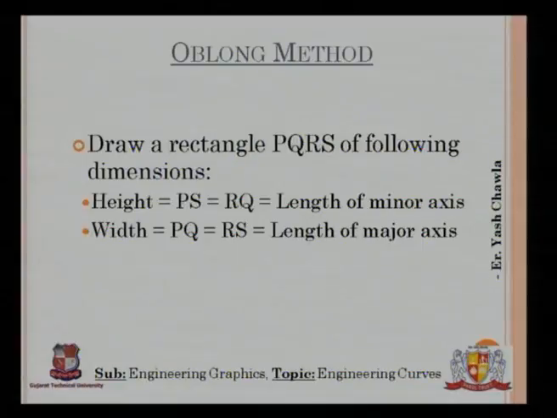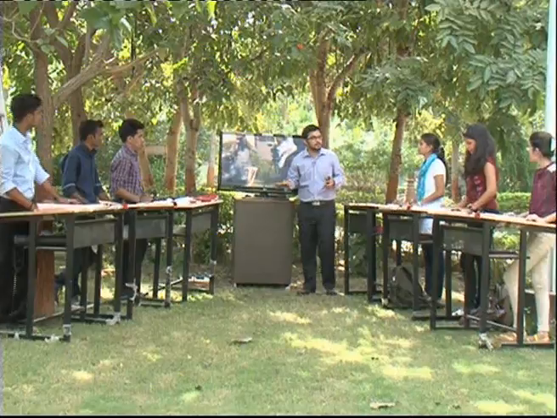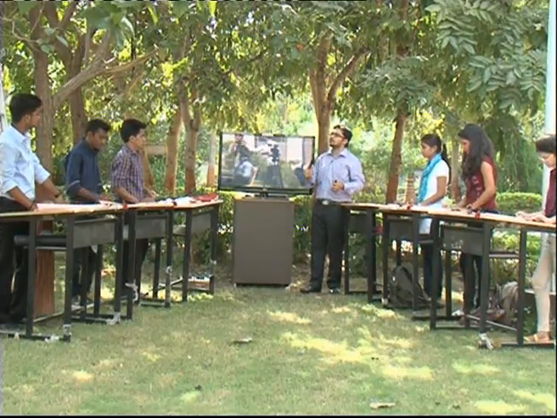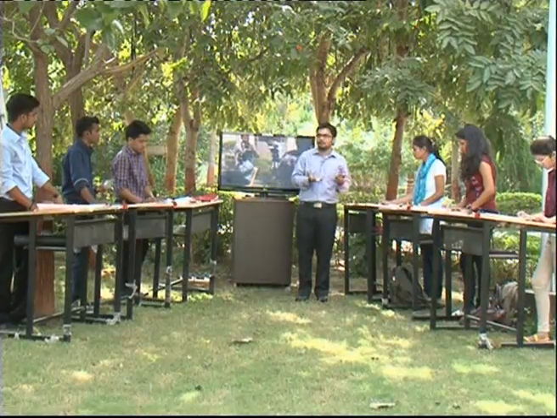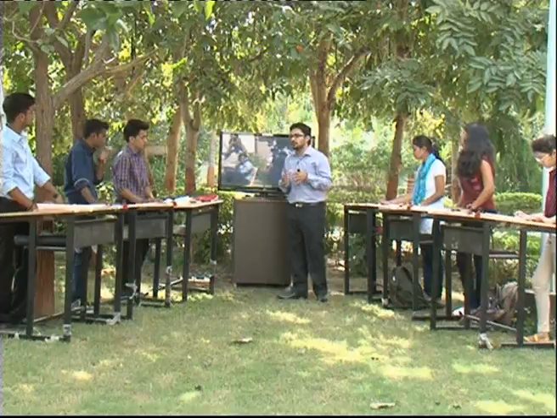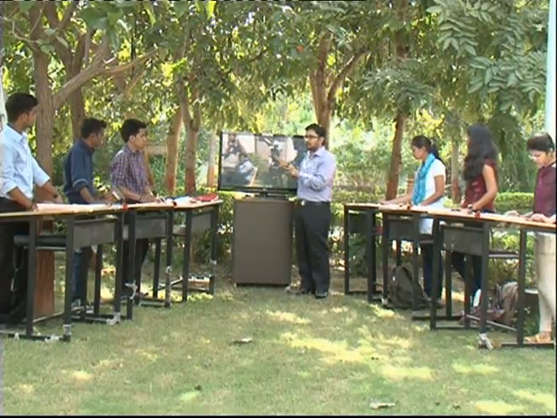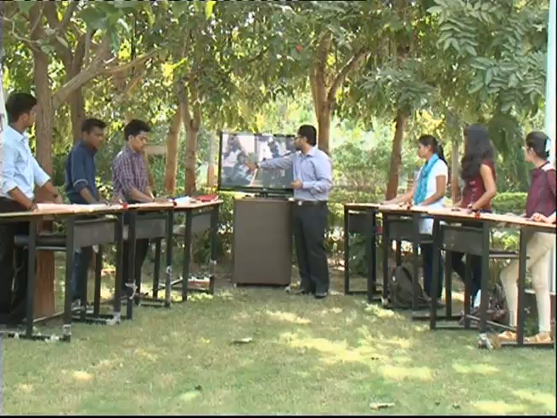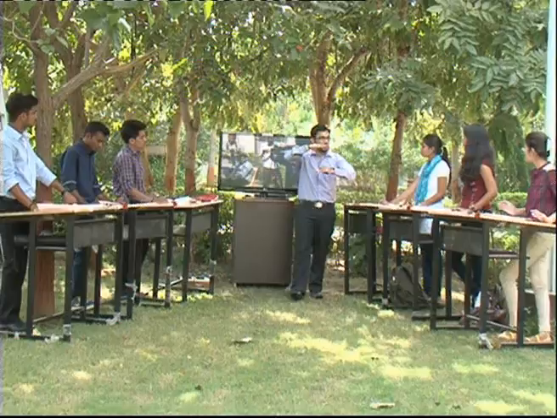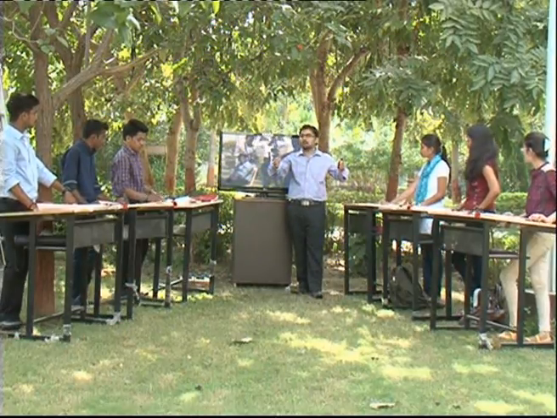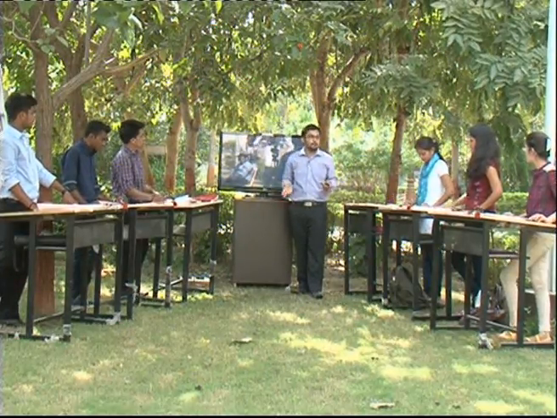Now for the oblong method, we have to draw a rectangle PQRS. We will take the same dimensions. You can all note down the directions for drawing it later. We will take the major axis as 10 to 15 centimeters and the minor axis as 6 to 8 centimeters. In the question paper the dimensions will be mentioned, but here, just to make you understand, I am not taking any dimensions right now. The height PS will be equal to the length of the minor axis, and the width, or length, will be equal to the major axis.